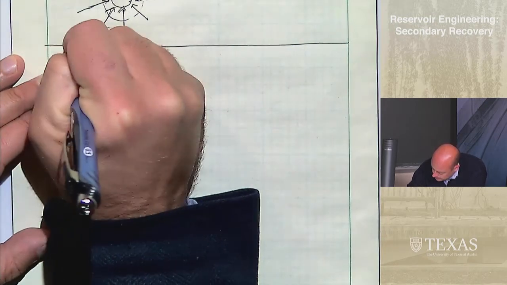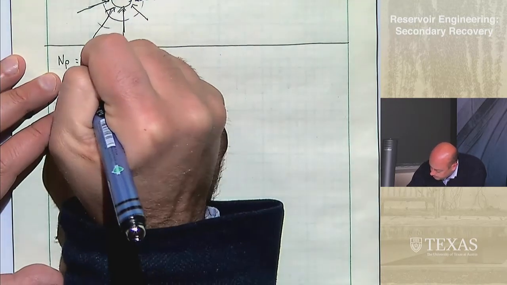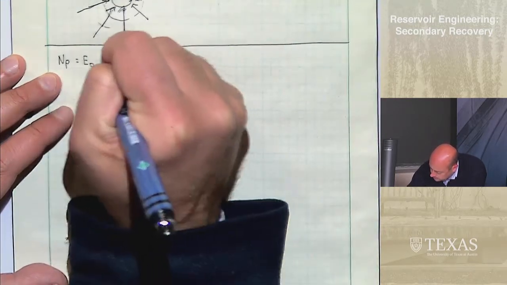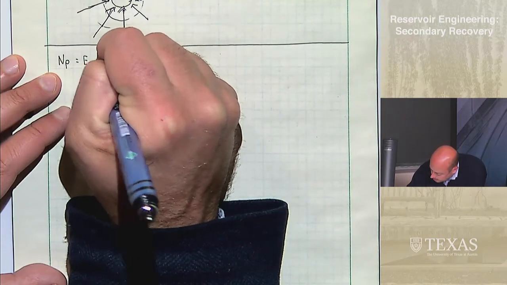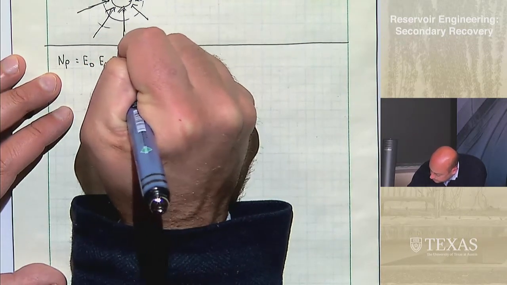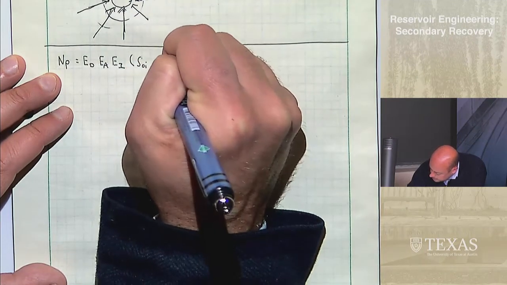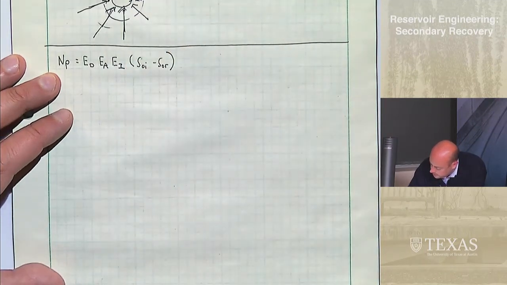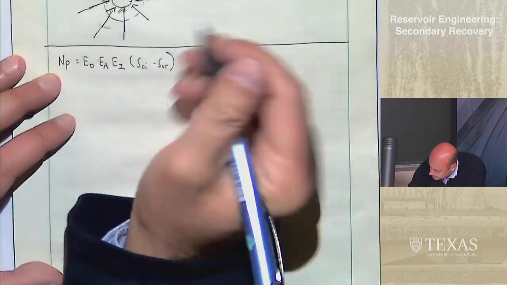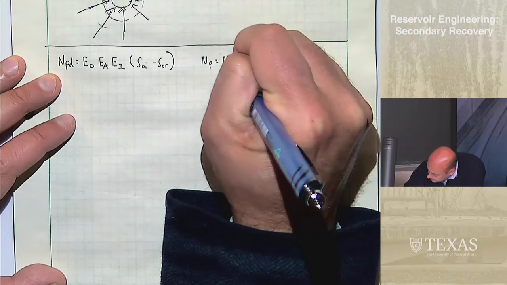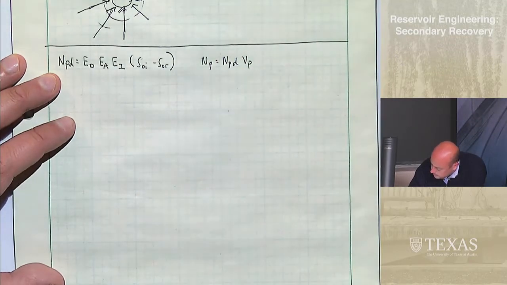So NP is the oil recovery, and remember, the general formula is the displacement efficiency times the aerial sweep efficiency times the vertical sweep efficiency times the original oil saturation minus the residual oil saturation. This is NPD, and if we wanted to know NP, it's NPD times the pore volume.